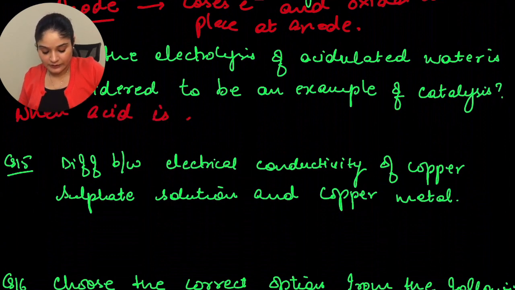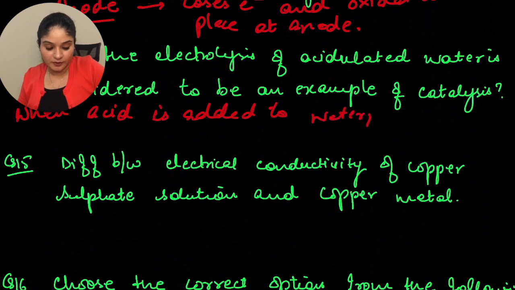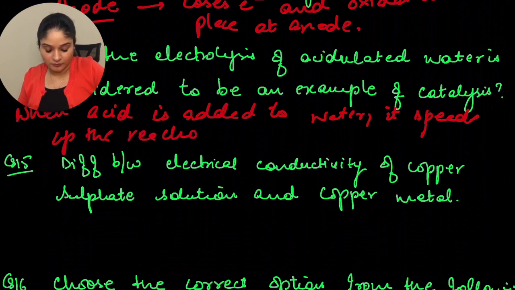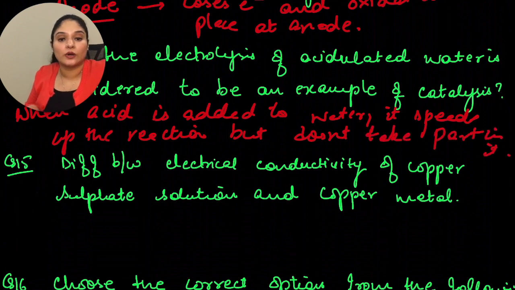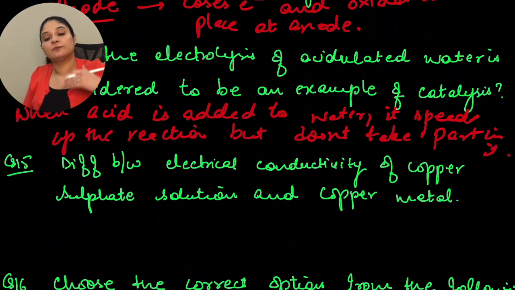When acid is added to water, it speeds up the reaction but doesn't take part in it. Therefore, it is known as an example of catalysis, because a catalyst is something that speeds up the reaction but does not take part in the reaction.